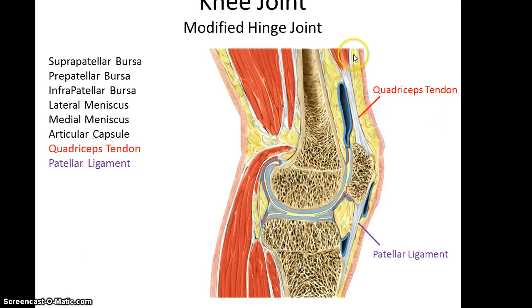Also involved is the quadriceps tendon. This is going from the quadricep muscles down to the patella bone. So again, tendons attach muscles to bones. And then this continues on as the patellar ligament, going from the patella to the tibia.